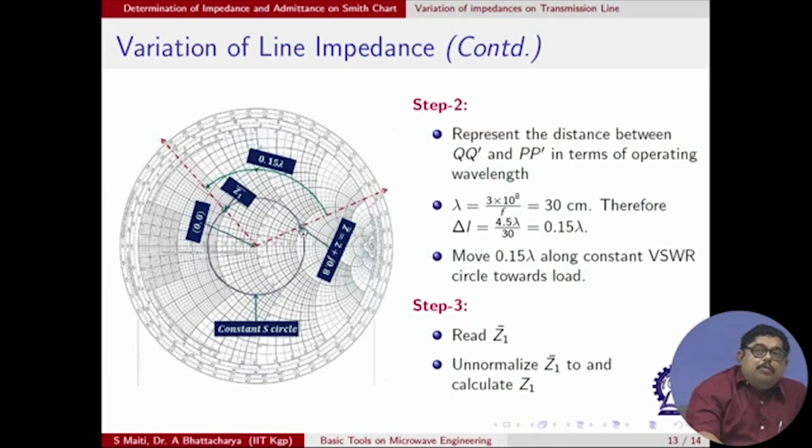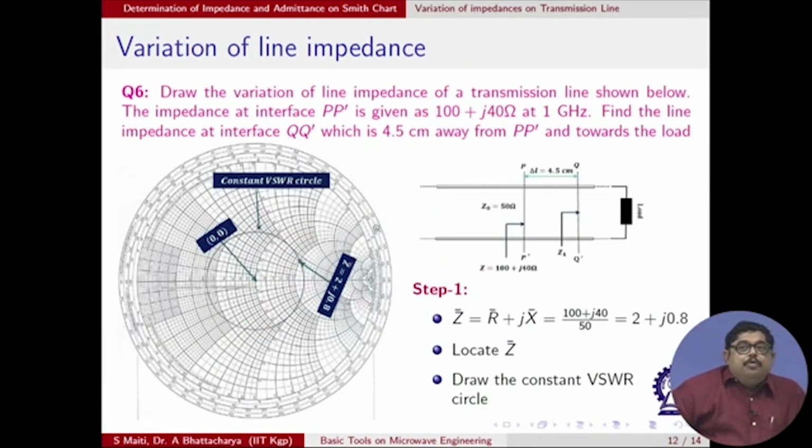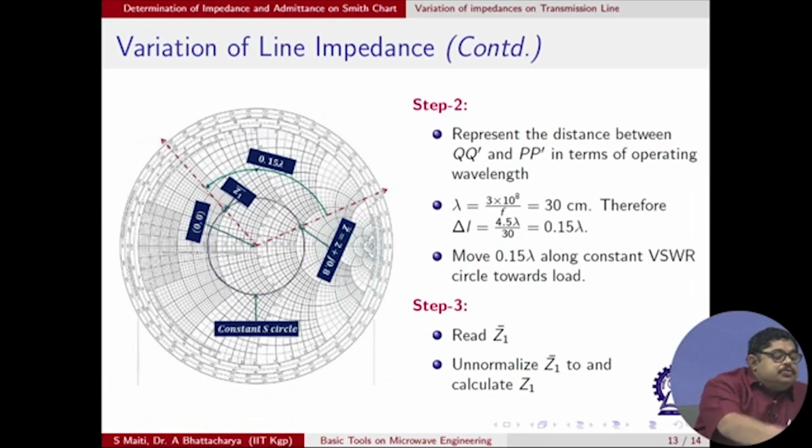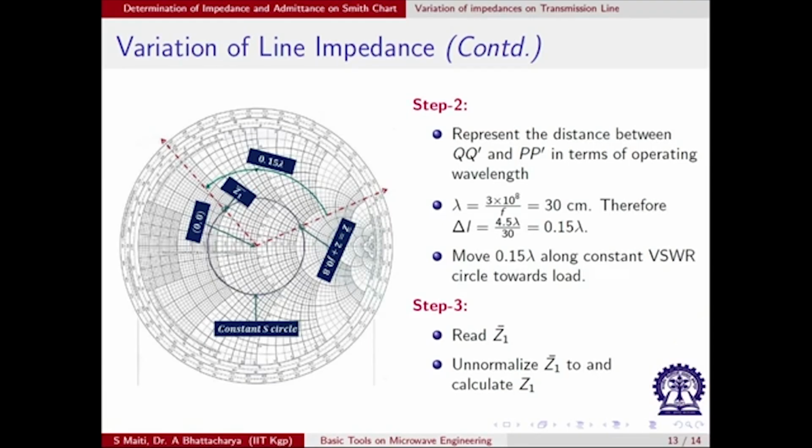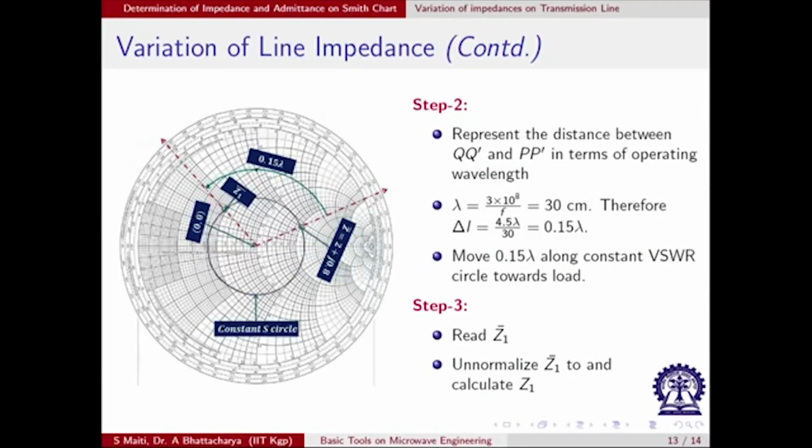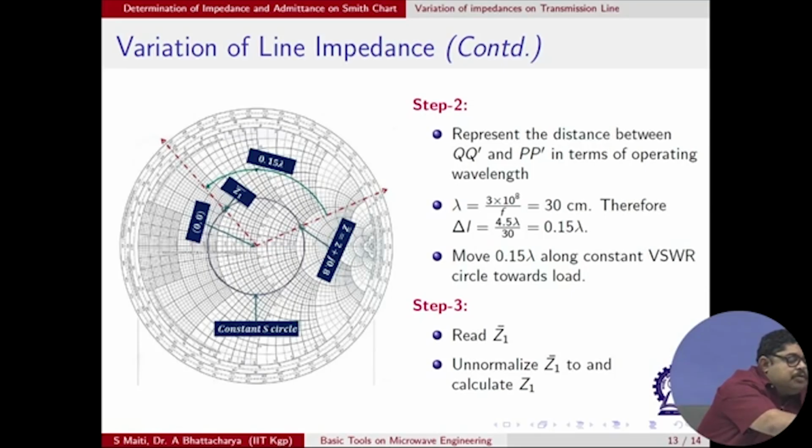So, from the earlier point which you have located, the Z1 point, you will now have to move towards the load. See this diagram: you have to move towards the load by an amount 0.15 lambda. Towards the load means, on a Smith chart, anti-clockwise. So you move from this point on the constant VSWR circle anti-clockwise by a distance of 0.15, reading from the outer scale, and that will take you to this new point.